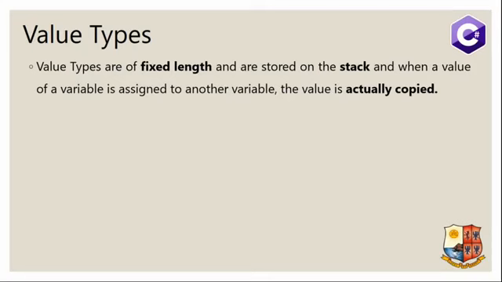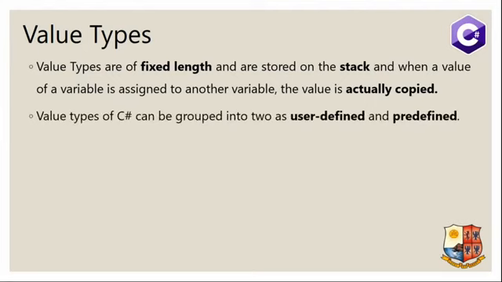They are stored on the stack data structure. If you say a is equal to b, the value of b is copied into a. It's actually copied. That's how they behave in the context of an assignment. Please remember in the previous slide I told you about two ways they differ. Number one, where they are stored. Value types are stored on a stack. And how will they behave when you copy or assign? If you assign a variable to another variable, the value is actually copied. I want you to remember that part. That's why it's called value type. Now they can be of two types, user defined and predefined.